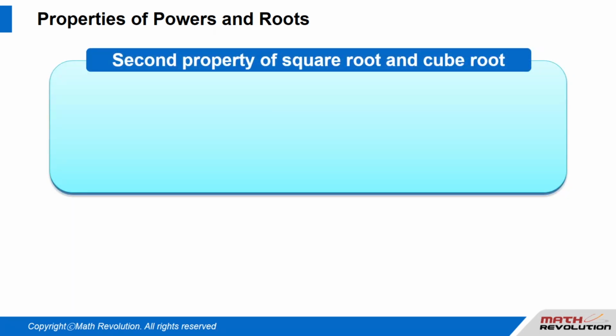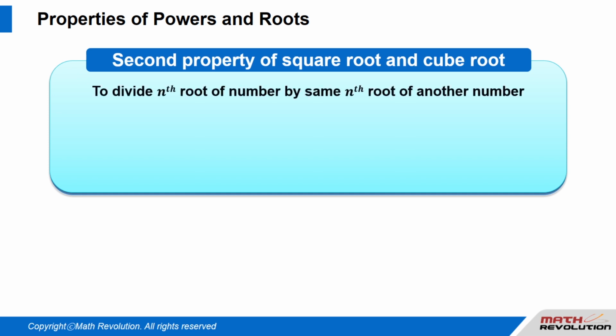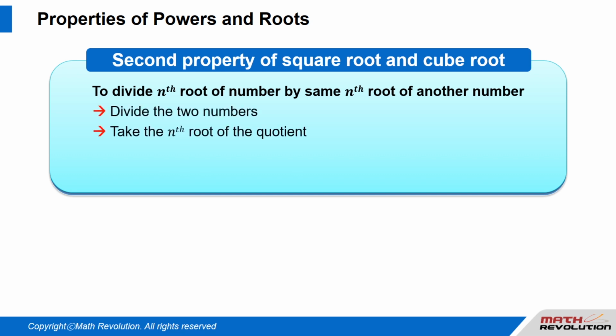Let us talk about the second property of square root and cube root. To divide the nth root of a number by the same nth root of another number, we divide the two numbers and then take the nth root of the quotient.